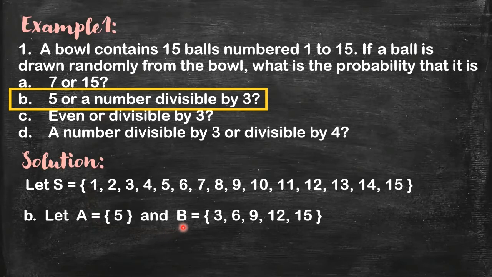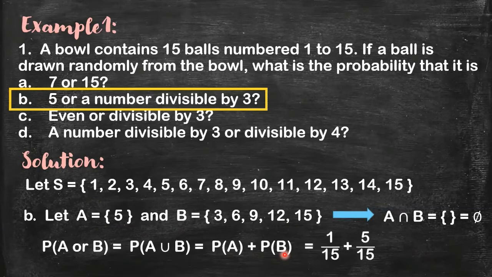Now, do they have an intersection? Do they have a common element? No. So, it is easy to get the probability of their union. It is equal to this one: 1 over 15, because A has only 1 element and S has 15 elements. Here, B has 5 elements, divided by the number of elements of S. So, the answer is 6 over 15. This is not yet your final answer because we can still simplify this fraction. Just divide the numerator and the denominator by 3.